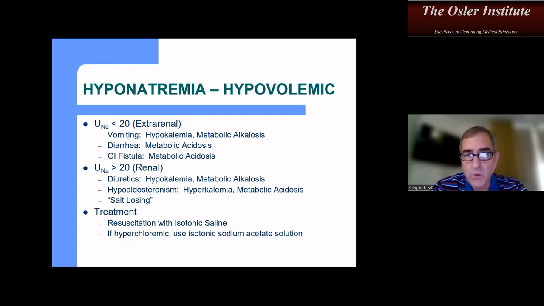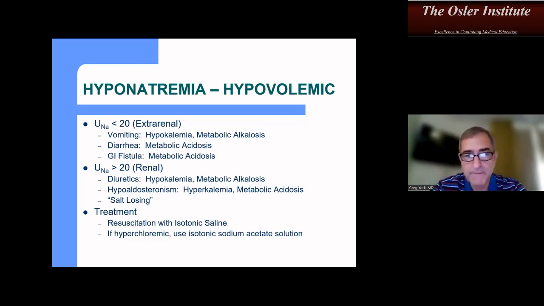Like I said, the question with hyponatremia is: is the kidney doing its job, or is there something preventing the kidney from doing its job? If it's doing its job, urine sodium less than 20, then we can look for extrarenal causes of the hypovolemic hyponatremia, like vomiting, diarrhea, GI fistulas. And the other things you see with those, like the metabolic acidosis or alkalosis, are other things you would look for that help you narrow down the cause.